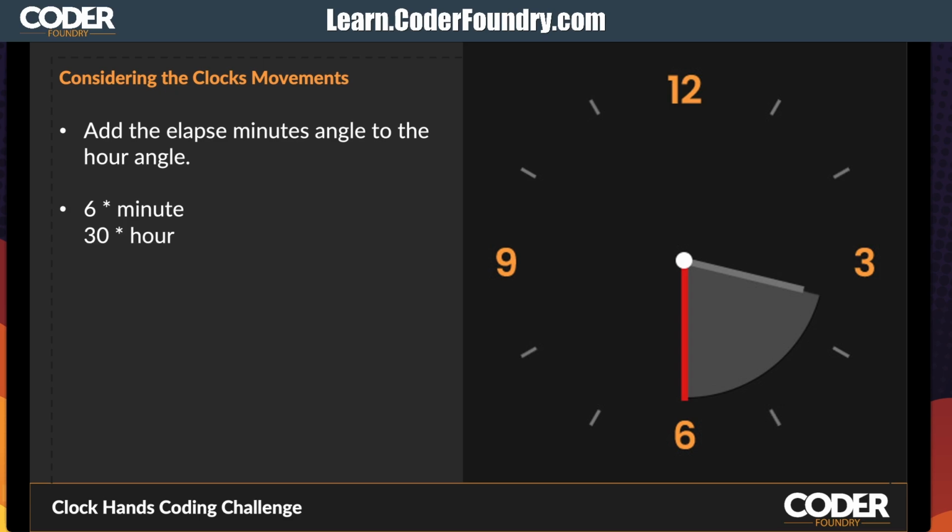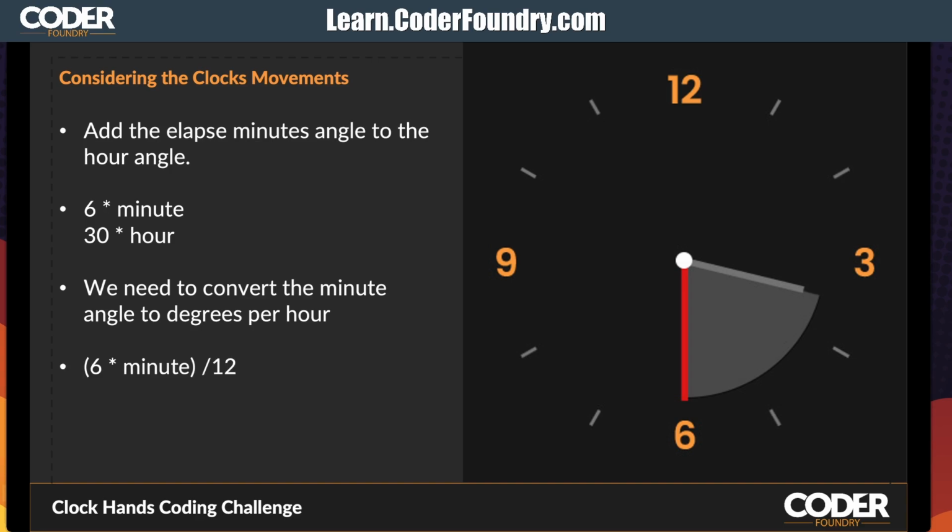Remember our two formulas. 6 times the minute is our minute angle, and 30 times our hour is our hour angle. We need to convert the minute angle to degrees per hour. So we do that by taking 6 degrees times our minute and dividing that by 12. And then we have a new hour angle calculation. So we take our 30 degrees times our hour plus 6 degrees times the minute given divided by 12. And that adds in our elapsed minutes to our hour calculation, which will give us the proper hour hand angle.